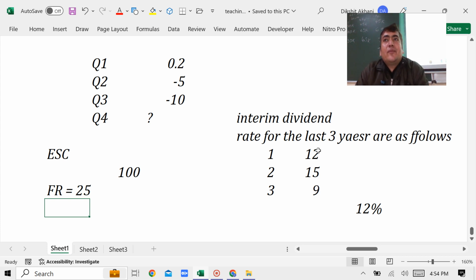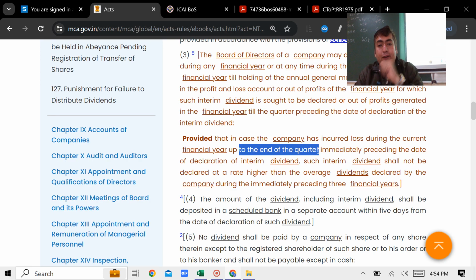So the company wants to go for interim dividend out of reserve. I am shocked at how they have drafted the provision. देखो provision में क्या लिखा है? Again, I am reading this. In case of a company which has incurred a loss during the current financial year up to the end of the quarter immediately preceding the date of the declaration of interim dividend, such interim dividend shall not be declared at a rate higher than the average dividend declared by the company during the immediately preceding 3 financial years.